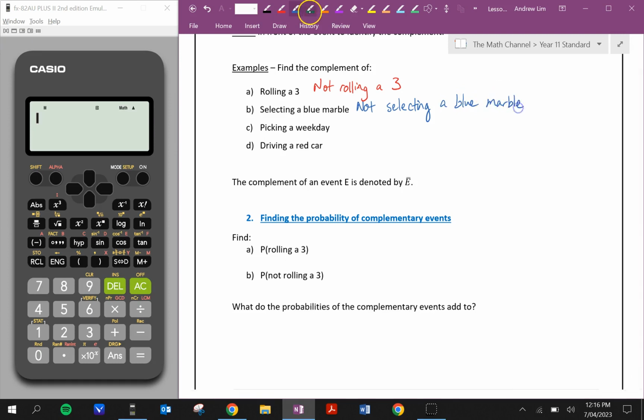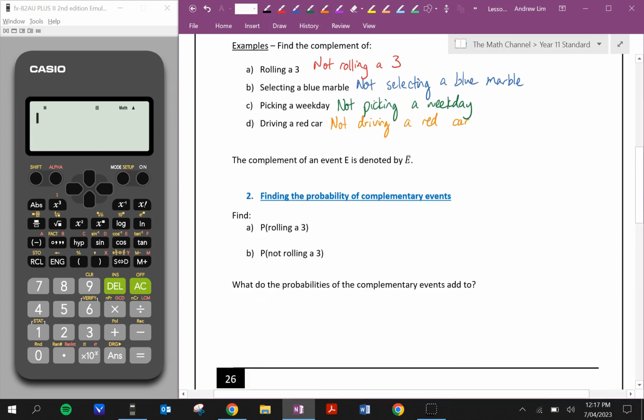Picking a weekday. Now you could say picking a weekend, but let's just get used to doing one thing and just writing the word not. So I'm going to write here, not picking a weekday. And driving a red car, not driving a red car. That word not is very helpful when it comes to colors, because people might say, oh, driving a white car, or blue, or black. So not driving a red car is everything else.